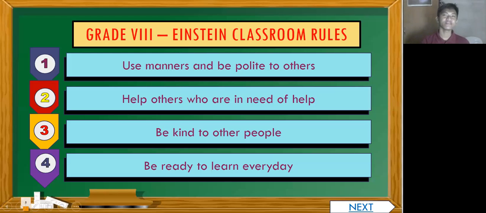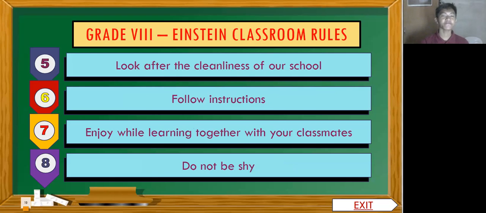So here are the Grade 8 Einstein classroom rules. So first is use manners and be polite to others. Second, help others who are in need of help. Third, be kind to other people. Fourth, be ready to learn every day. Fifth, look after the cleanliness of our school. Sixth, follow instructions. Seven, enjoy while learning together with your classmates. Eight, do not be shy. And now we're gonna exit the classroom rules.